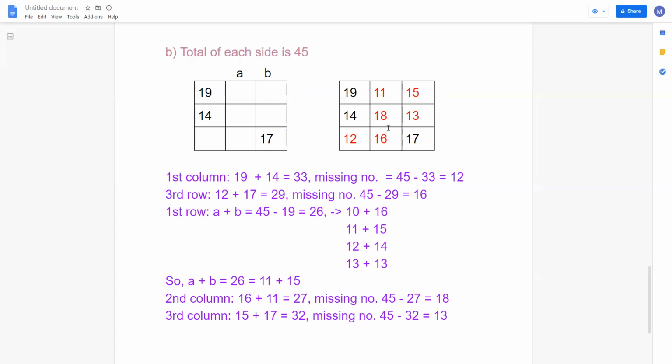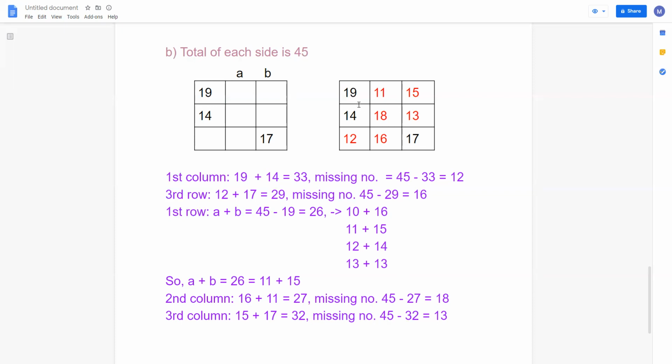For that we can take the column. Now the second column. 11 we got, 16 we got. Now we have to find the middle number. So second column, 16 plus 11 equals 27. So the missing number equals 45 minus 27 equals 18. So we got the middle number 18. The same way we can find it for the third column also. In the third column, the first box is 15 and the last box is 17. So the middle number we have to find out. Two numbers known, add 15 plus 17 equals 32. So the missing number equals 45 minus 32 equals 13. So we got the number.